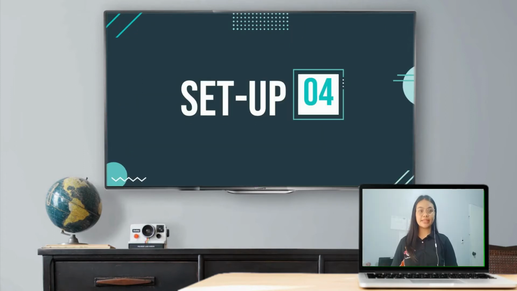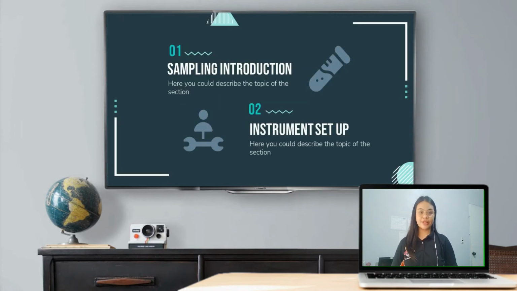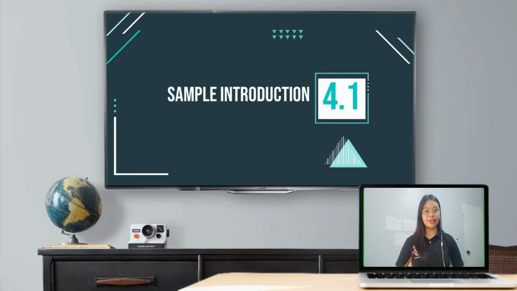Now, the setup of an FTIR spectrometer will be discussed. First, we will tackle how the sample is introduced to the instrument. And second, how the FTIR spectrometer produces the spectrum of the sample. First is the sample introduction.